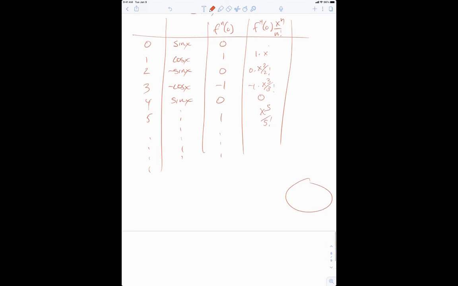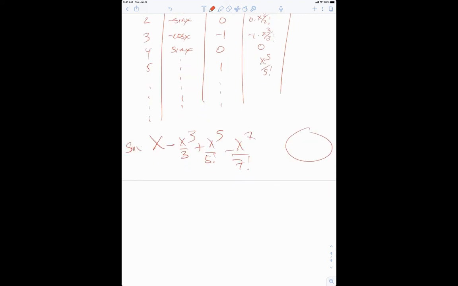So now you can see the pattern. It's actually x minus x cubed over 3 factorial plus x to the 5th over 5 factorial minus x to the 7th over 7 factorial. This is sine x. We just need to generalize that.